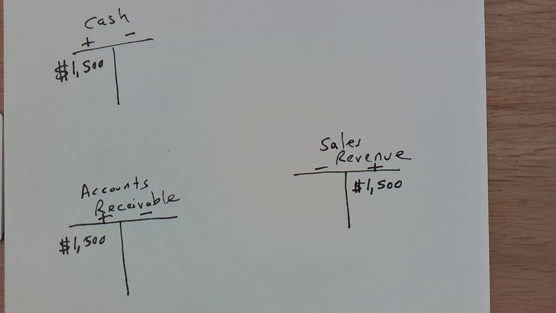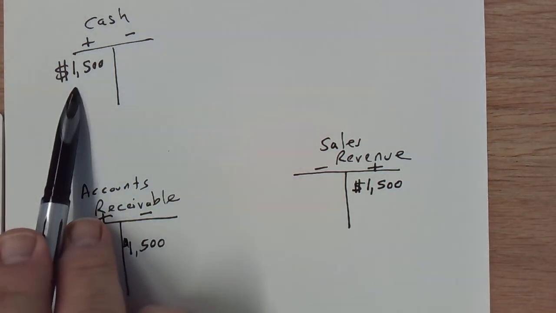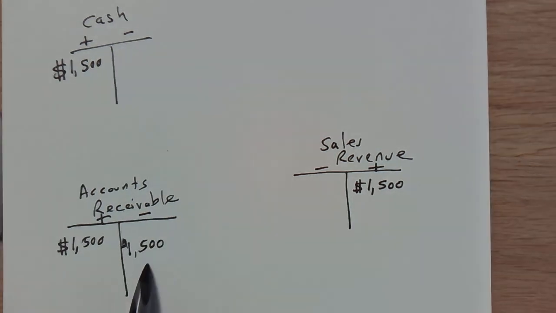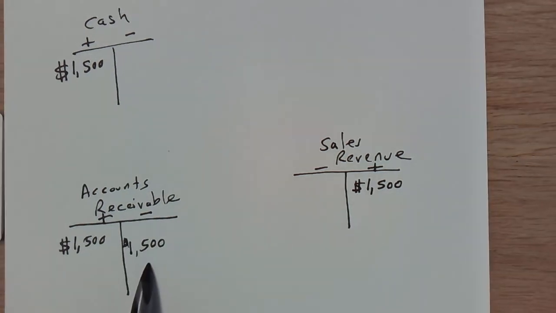But because we have dual entry accounting, we have to have an offsetting credit. Where do you think that credit's going to go? We have to have an equal $1,500 credit. That is right. We're going to credit accounts receivable for $1,500. So we have a debit of $1,500 for cash and a credit for $1,500 for accounts receivable.